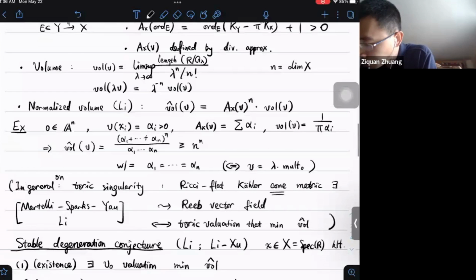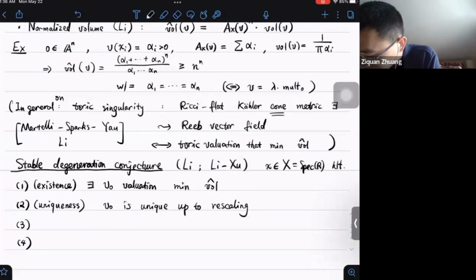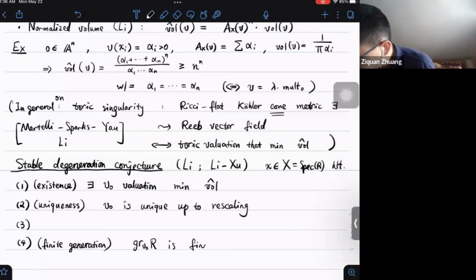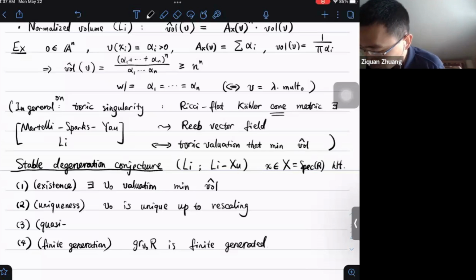And then if I want to have this algebraic limit, then I need to form this associated graded algebra by bringing down the valuation ideals and taking all the graded quotients. And if I want to get an algebraic variety, one of the necessary conditions is that this associated graded algebra is finitely generated. And why do I call this the fourth part? Because the necessary condition for this valuation to be finitely generated is that it has to be quasi-monomial.